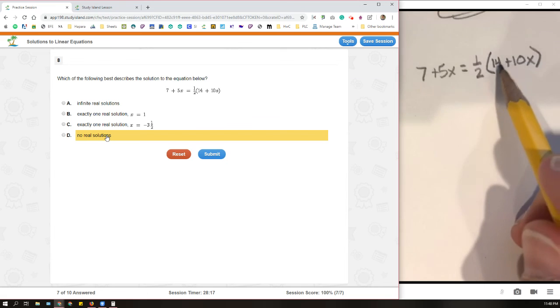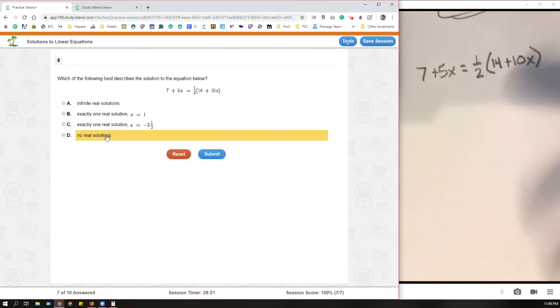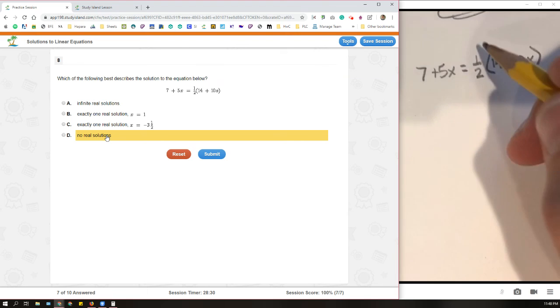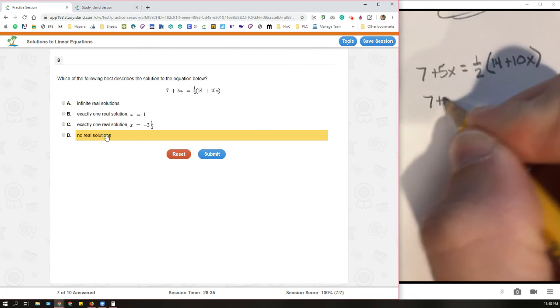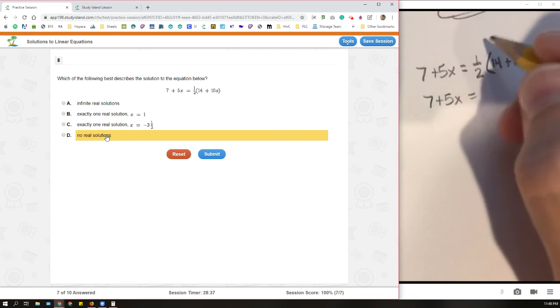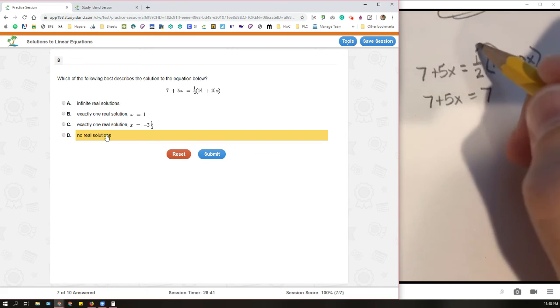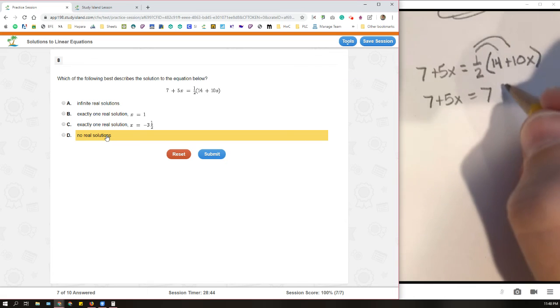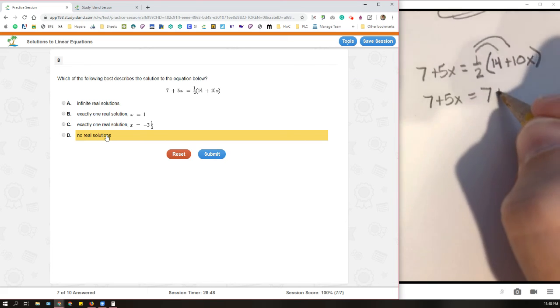Now, I notice that both of these are even numbers, which means when I distribute 1/2 to them, they're going to come out still as nice whole numbers. If they weren't, I might do some tricks to get rid of the fraction, but I'm not going to in this case. I'm just going to multiply by 1/2. Here we go. 7 plus 5x comes down, and that equals 1/2 times 14, which is 7. And then 1/2 times positive 10x is positive 5x. Half of 10 is 5, so plus 5x.